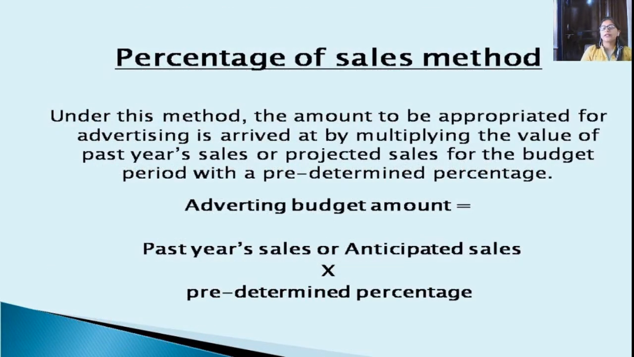First is percentage of sales method. What is percentage of sales method? In this method we appropriate a certain amount to spend on advertising based upon our sales or projected sales. Here the advertising budget amount is equal to past year sales or anticipated sales multiplied by a predetermined percentage. It means we are spending a few percent of our sales on advertising.